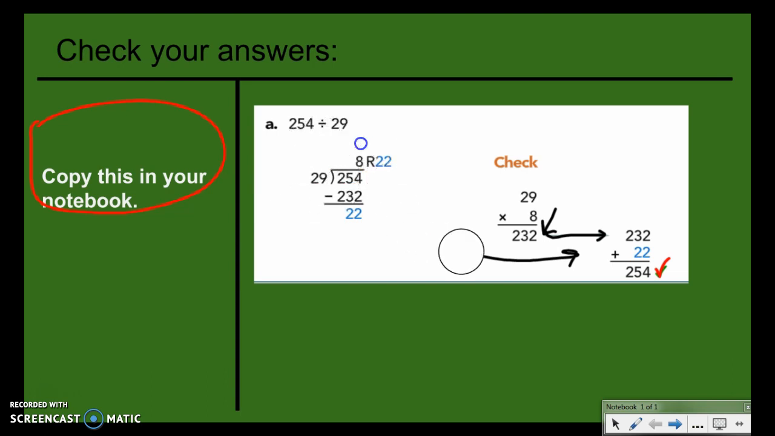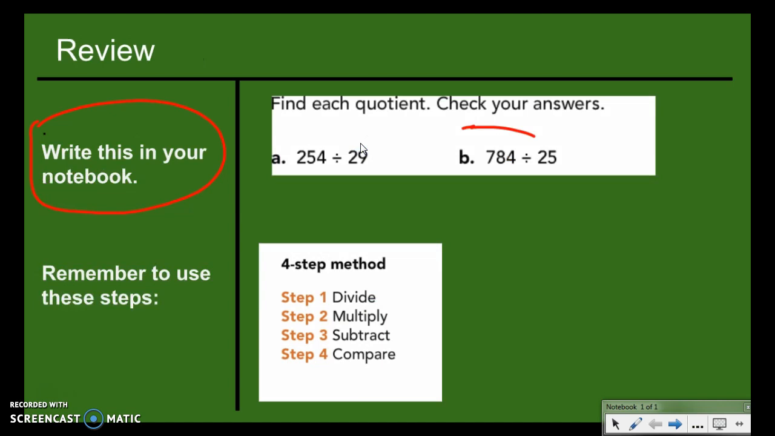Now, I want you to go back to the previous screen and copy down the problem for B and solve that using the 4-step method. Mirror what we just did for part A. When you solve it, please check with your neighbor and see if they got the same answer as you, and figure out what the correct answer would be if you didn't get the right one. Let's move on.